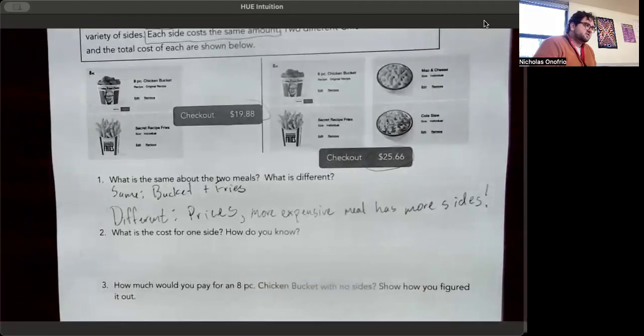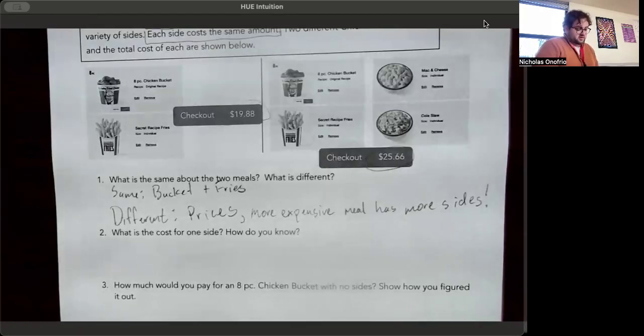What is the cost for one side? And how do you know? Go ahead and pause the video here and take 5 minutes to work on your own or with a partner to figure out the answer to question 2. All right. Now that we're back, let's chat about it. How is the cost for one side?